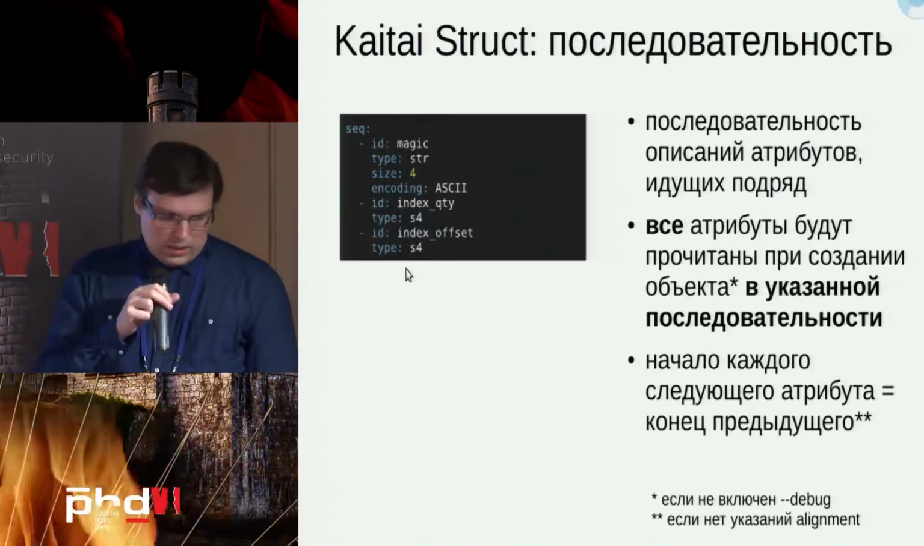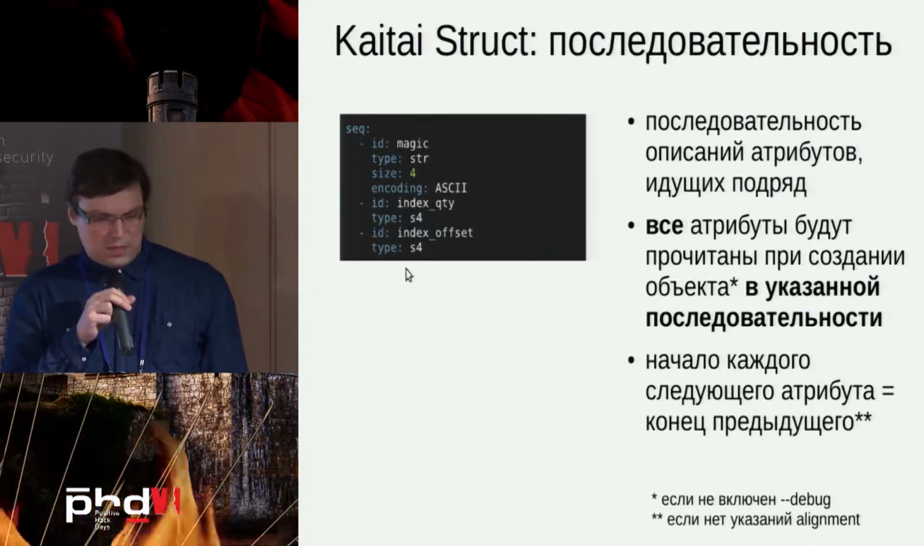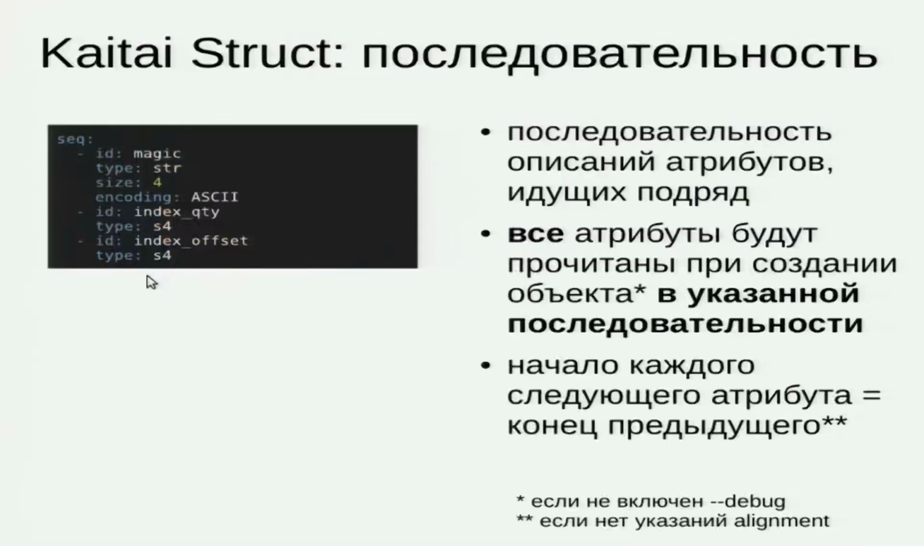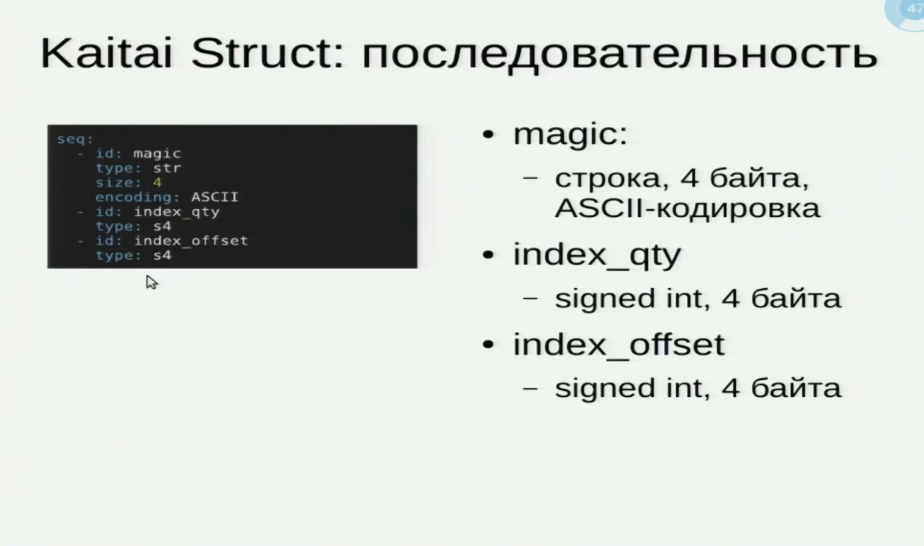And also we write a comment indicating which software is going to use this format. Then we have the sequence of attribute descriptions that go one by one. All these attributes will be read in this sequence. The beginning of the next one is equal to the end of the previous, adjusted for alignment.